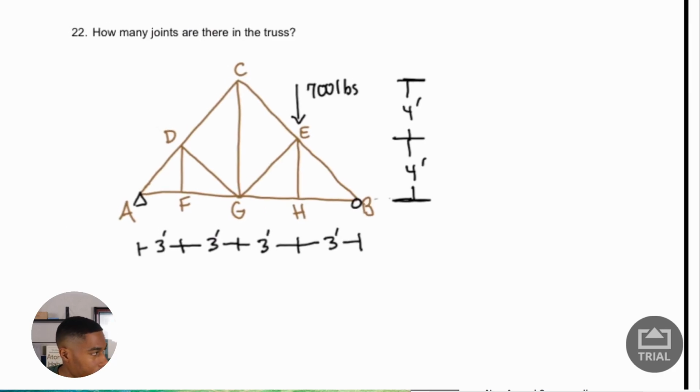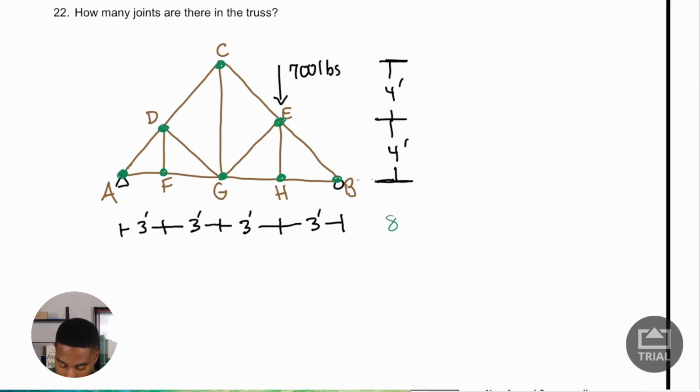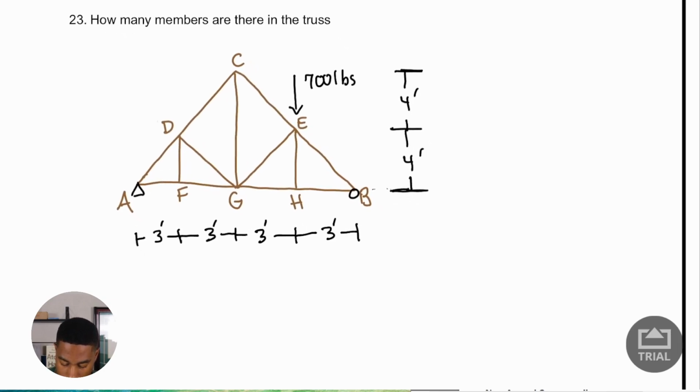How many joints are there in the truss? We count joints like this. So anything that's the connection point. So 1, 2, 3, 4, skipped 1, 5, 6, 7, and 8. All right, pretty simple there. How many members are there in the truss? So that is the sticks between the joints. So I'm just going to go in here and say 1, 2, 3, 4, 5, 6, 7, 8, 9, 10, 11, 12, and 13.